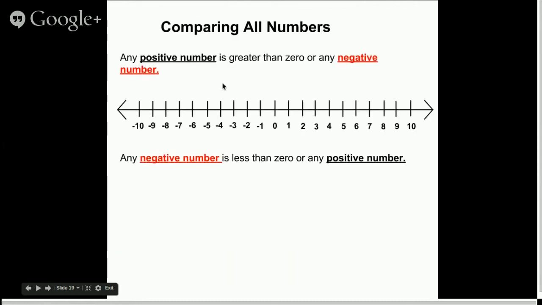All right. Any positive number is greater than 0 or any negative number. Any negative number is less than 0 or any positive number. All right, negative numbers are usually represented as red, and positive numbers are usually represented as black.